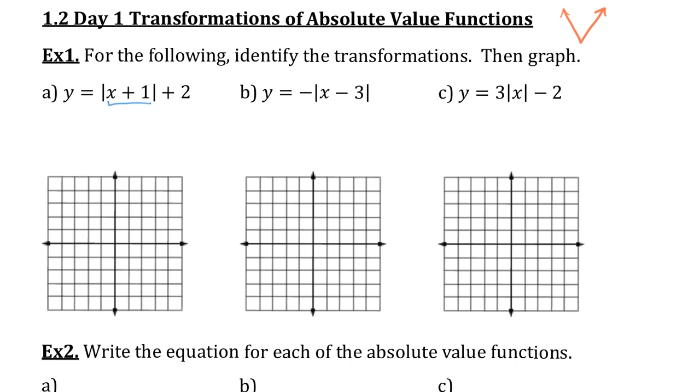X plus 1, left 1, and then what else? Up 2. And it asked me to identify the transformation, which is why I'm writing it out. If it didn't ask me to, I would just graph it. So left 1 up 2 gives me a vertex here. This is absolute value. So it's going to make a nice V. It's going to hit the corners nicely too. Slope of 1 and negative 1 on the other side. Something like that.